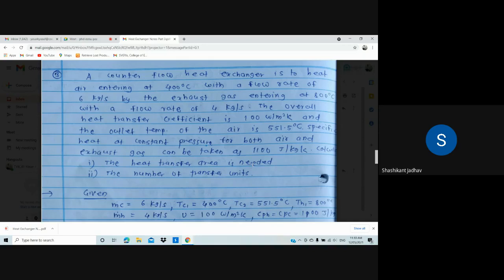Once again, a counter flow heat exchanger is to heat air entering at 400 degrees Celsius with a flow rate of 6 kg per second by the exhaust gas entering at 800 degrees Celsius with a flow rate of 4 kg per second. Full stop. The overall heat transfer coefficient is 100 watt per meter square Kelvin.